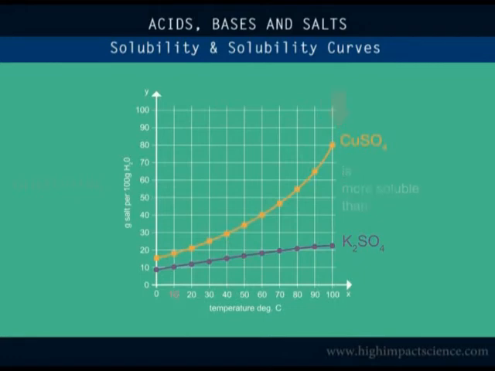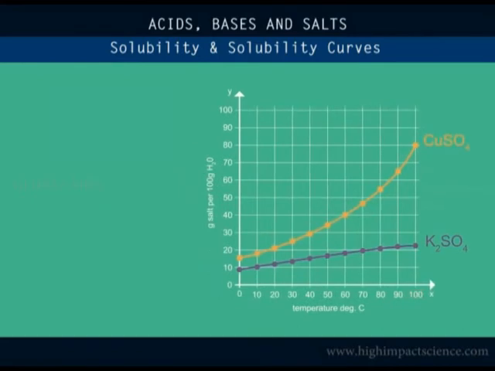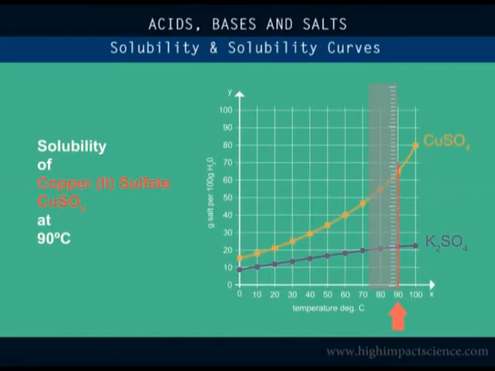From the solubility curve, it is also possible to find the solubility at a certain temperature. Let's say we wanted to find the solubility of copper-2 sulfate at 90 degrees Celsius. We take a ruler and draw a vertical line starting at the x-axis at 90 degrees Celsius until it reaches the curve. Then we draw a horizontal line from the point on the curve until it reaches the y-axis.